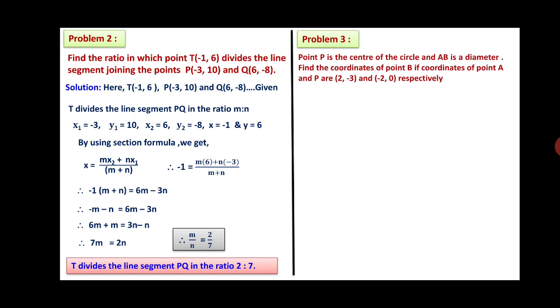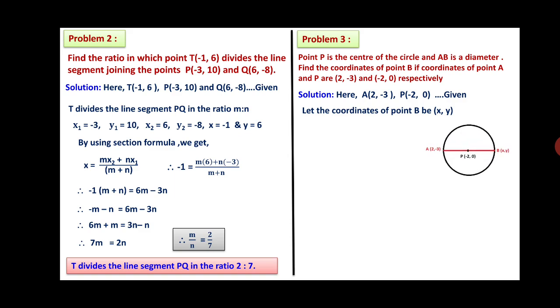Point P is the center of the circle and AB is the diameter. Find the coordinates of the point B if coordinates of point A and P are (2, -3) and (-2, 0) respectively. So friends, here what is given is A (2, -3) and P (-2, 0). So let the coordinates of the point B be (x, y).